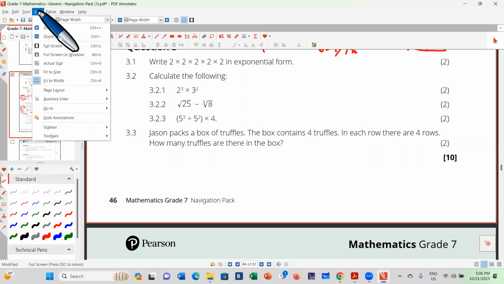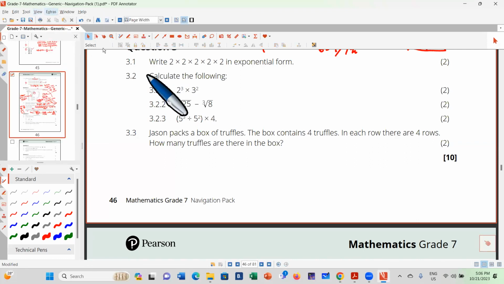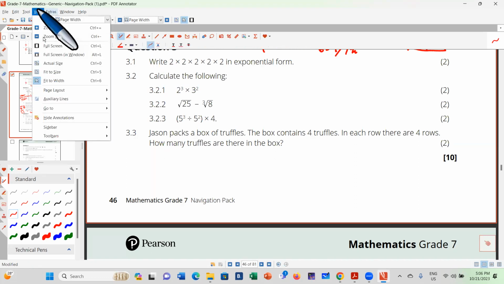View. No, I don't want the view yet. I want the pen.